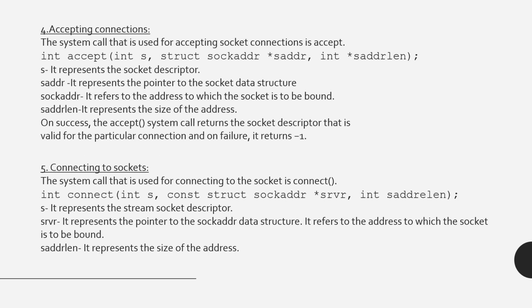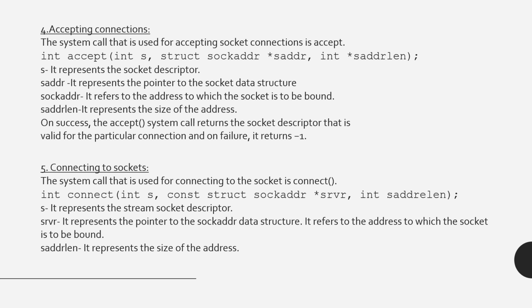Coming next to accepting connections. The system call that is used for accepting a socket connection is accept. S represents the socket descriptor. SADDR represents the pointer to the socket data structure. It refers to the address to which the socket is to be bound. SADDRLEN represents the size of the address. On success, the accept system call returns the socket descriptor that is available for the particular connection. On failure, it returns -1.